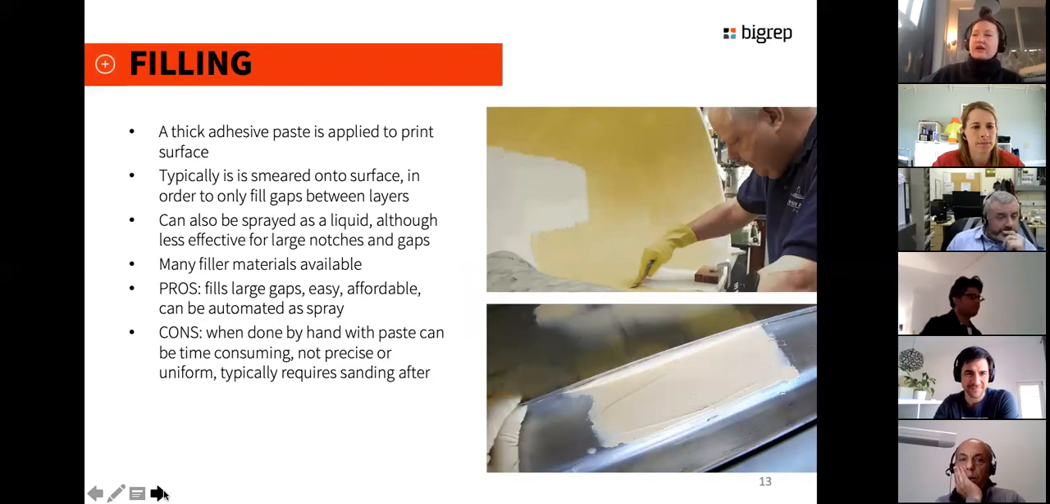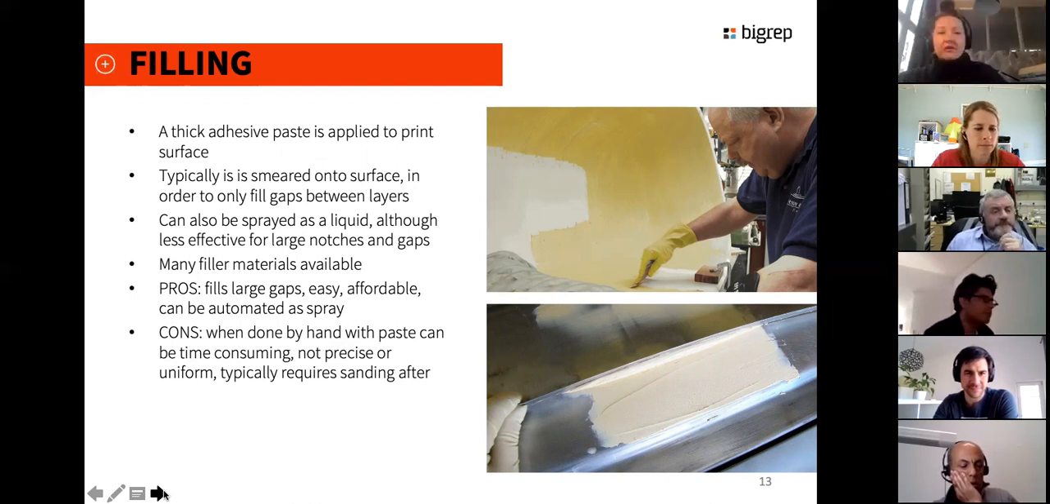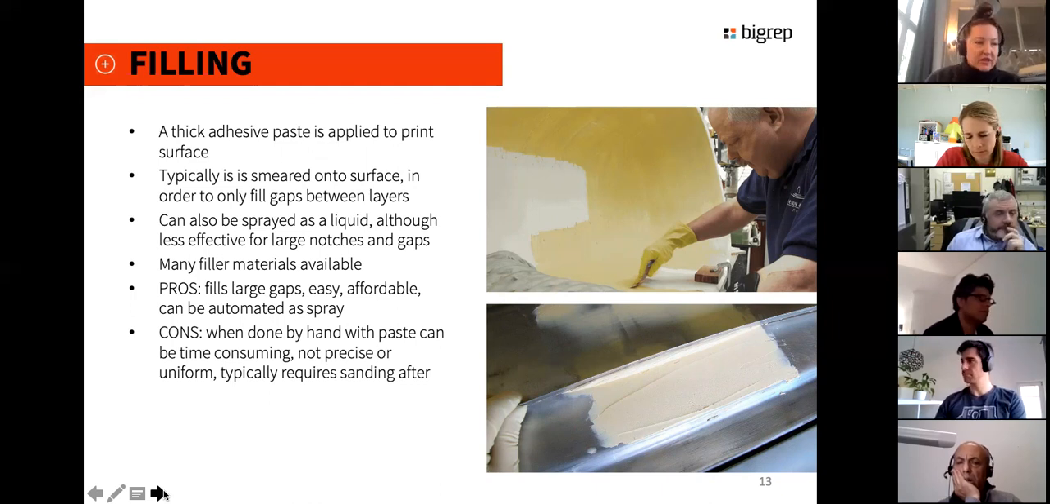Okay, so now we're on to additive, and there's a whole bunch of them. There's a bit more in this section, and I will start with filling. So filling is simply putting a filler onto the surface of the print. It's typically more of a paste, although there are also spray fillers that are thinner, more like a liquid that might have a little bit of texture in them that gives a thickness.